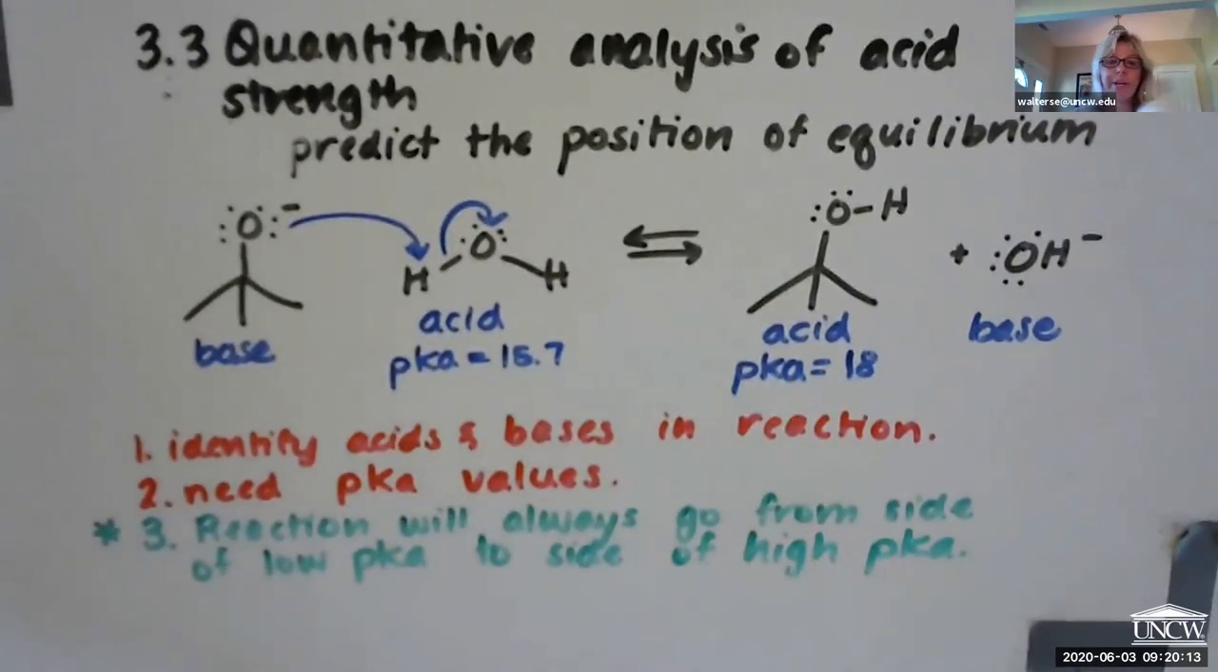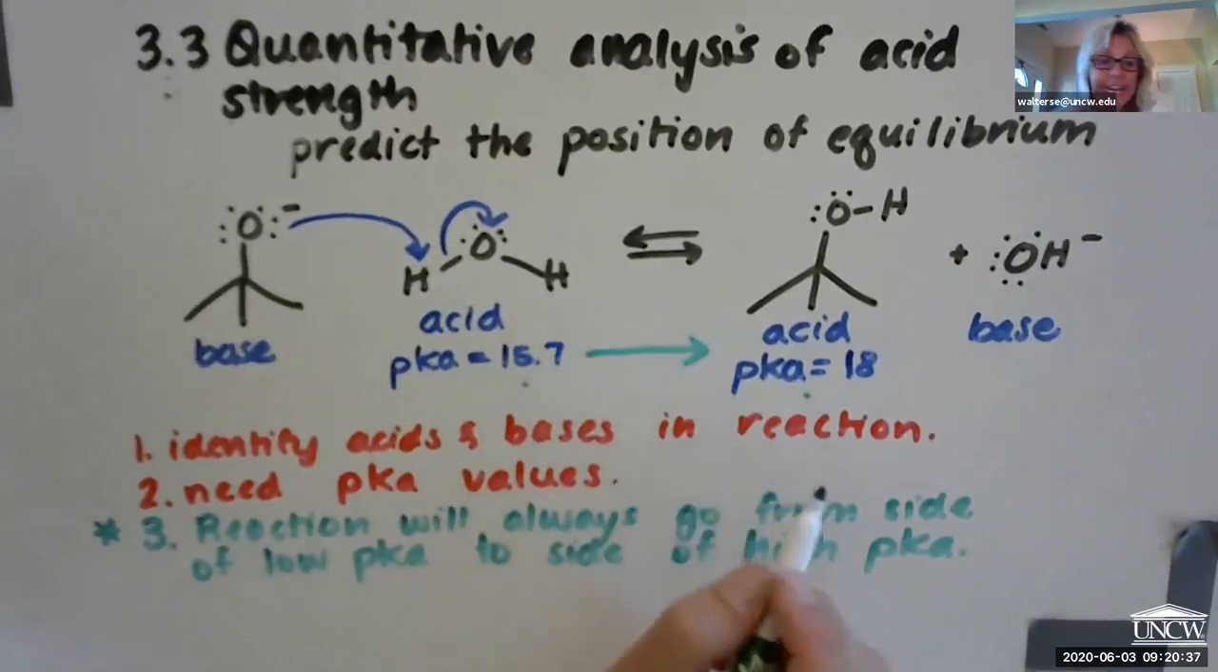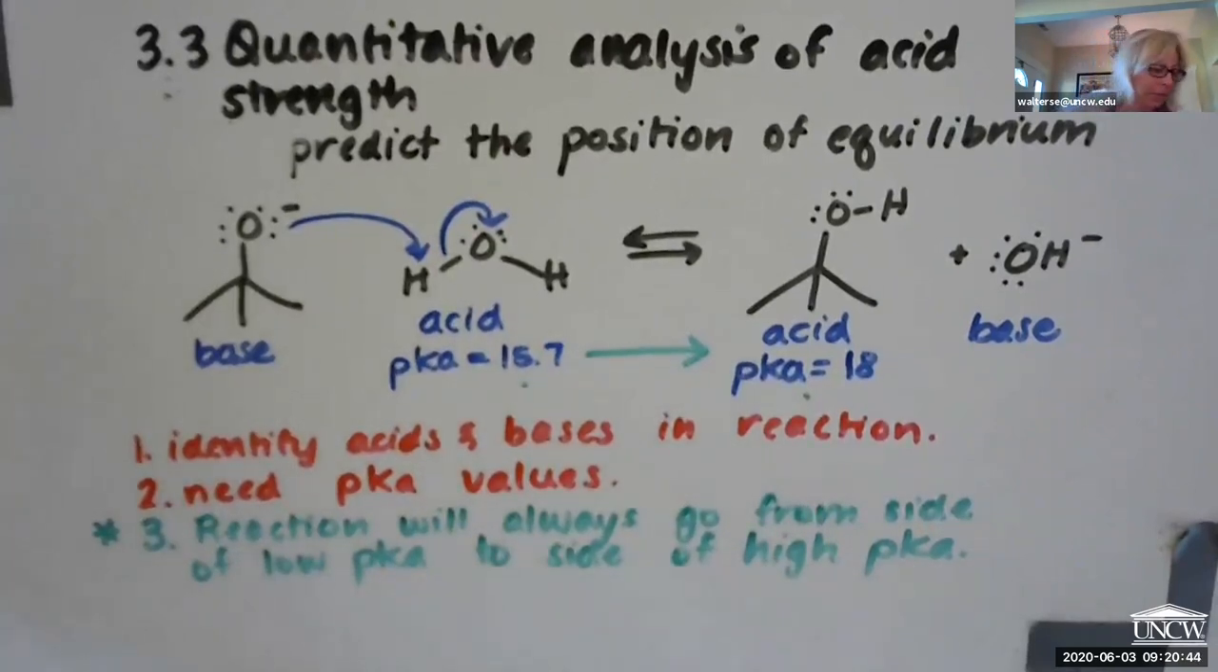So pKa, remember, is a measurement of the probability of a reaction to take place. The higher the K value is, the more product favored a reaction will be. The lower the pKa, the more product favored the reaction will be. So since we're going to go from the side of low pKa to the side of high, this reaction will be right-hand side favored. Questions about that before we move on to qualitative analysis?